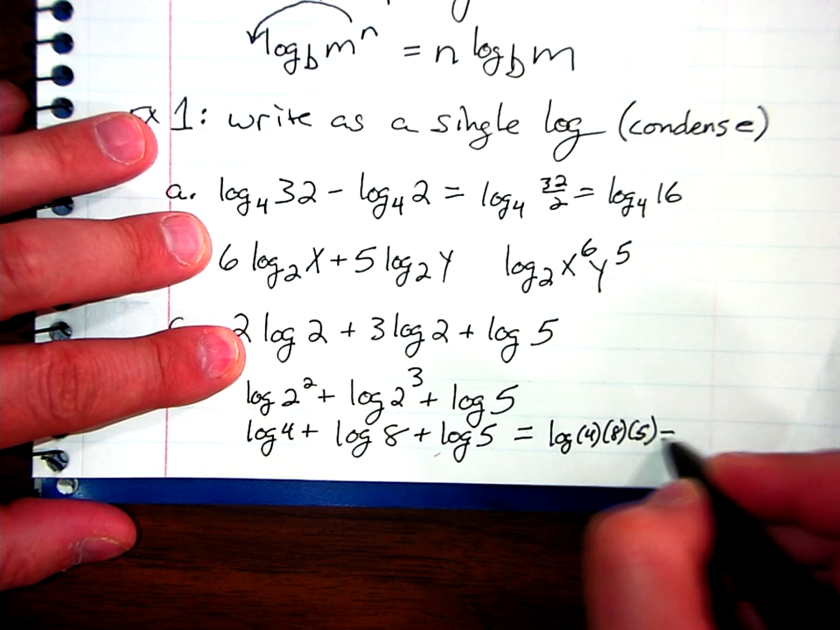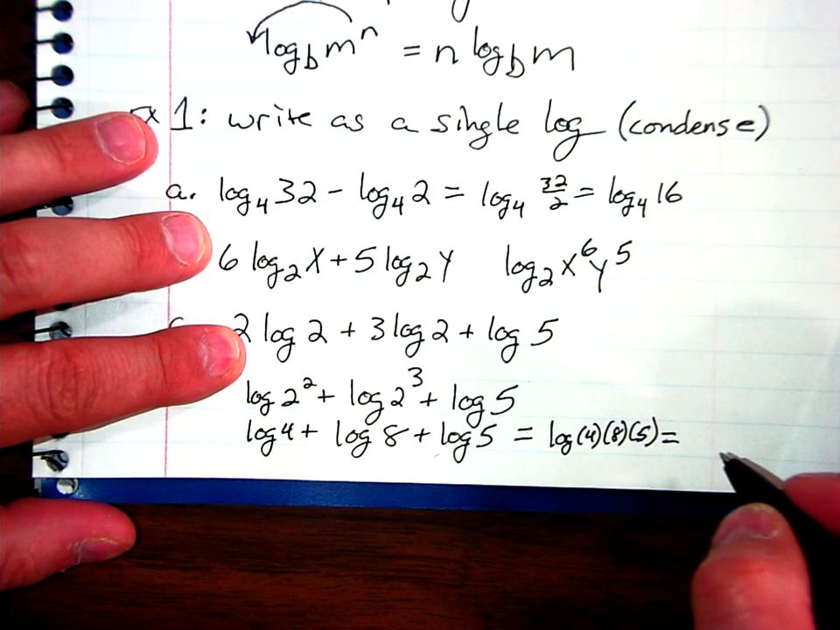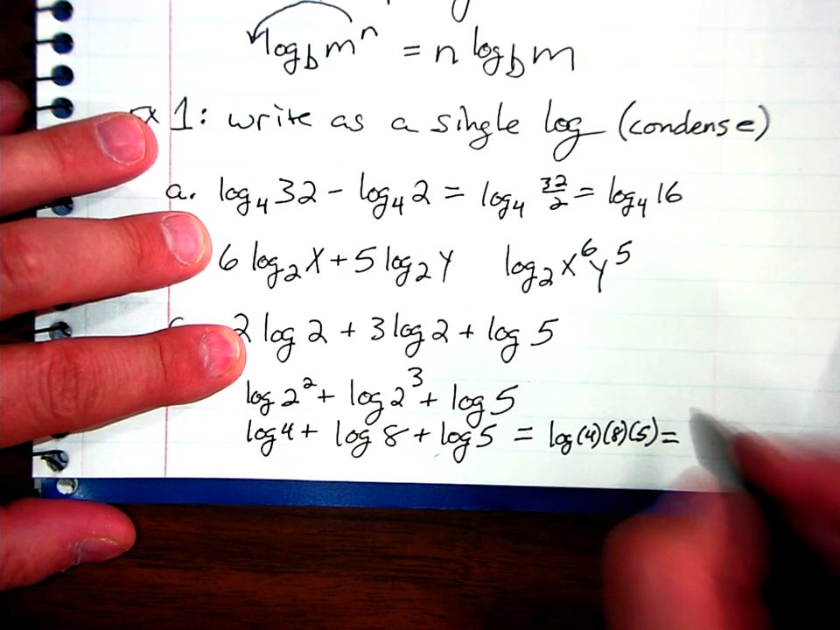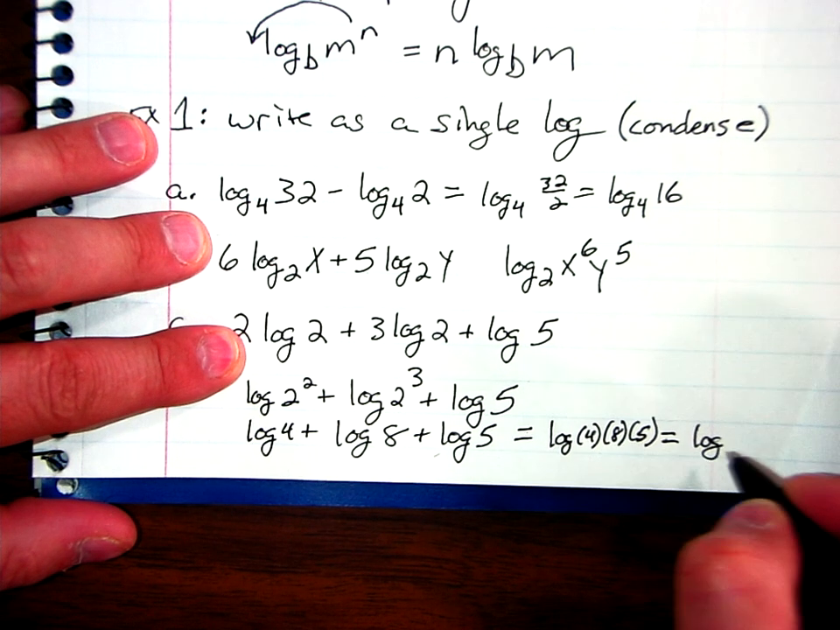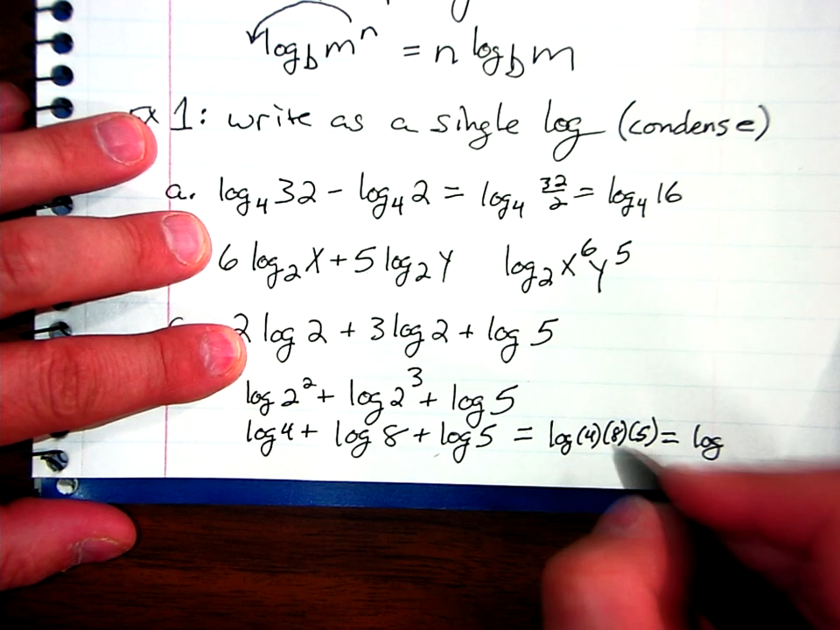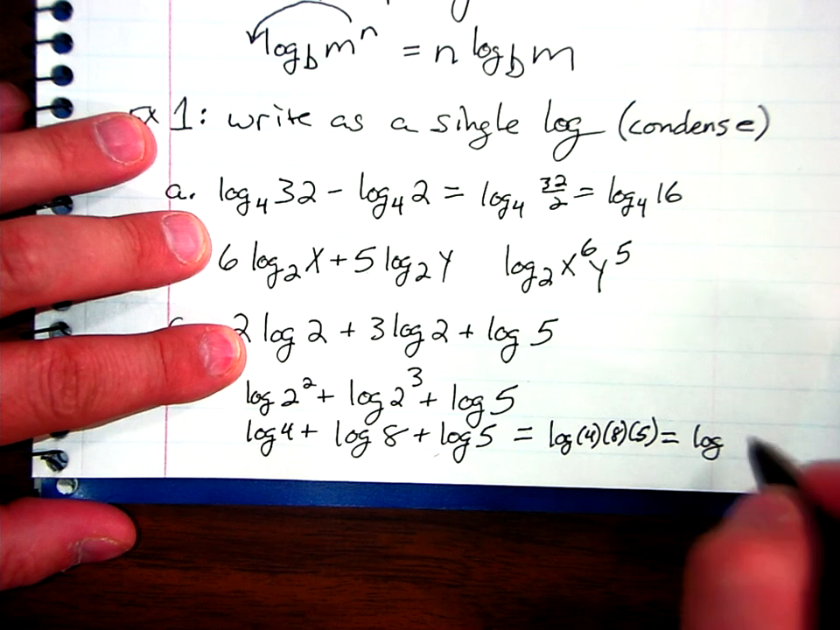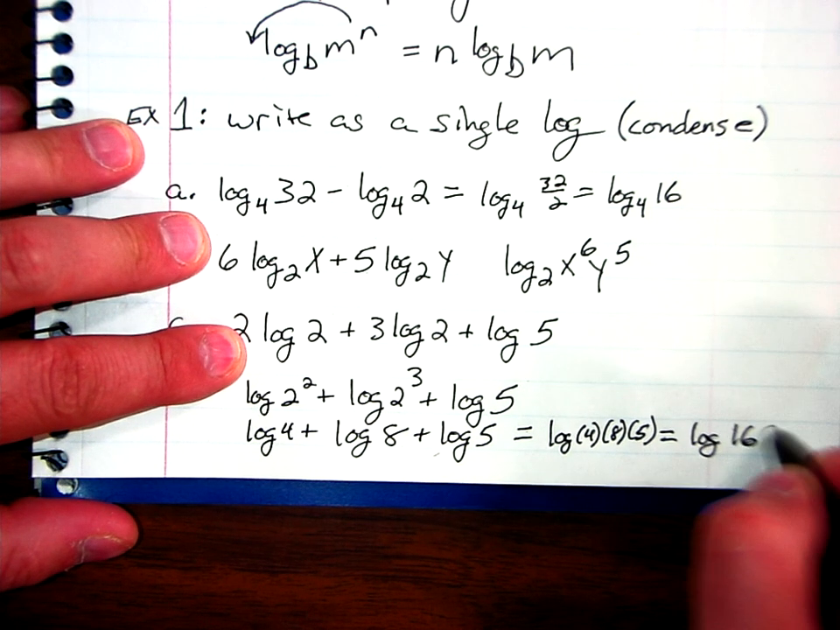Does anyone know what 4 times 8 times 5 is? How'd you know that? 5 times 8 times 4. That's what I would have done. Good job. 5 times 8 is 40. 40 times 4 is 160. That is your final answer.